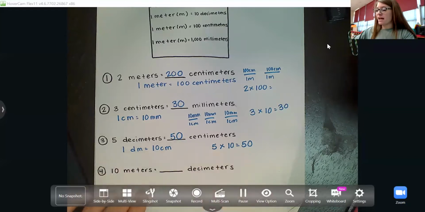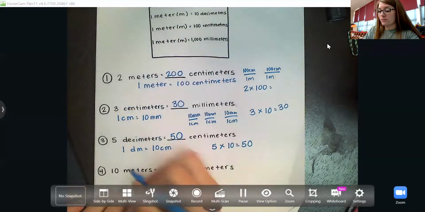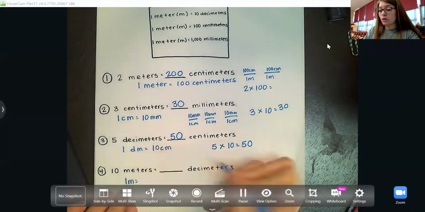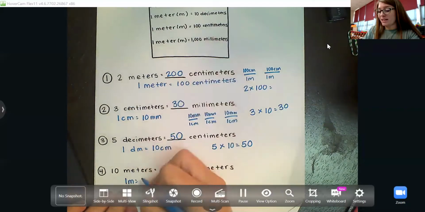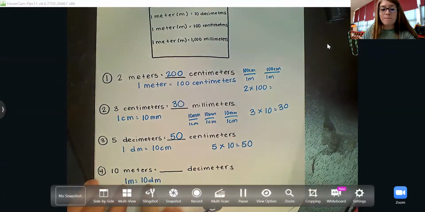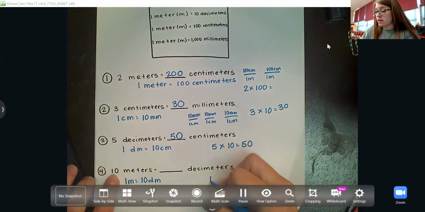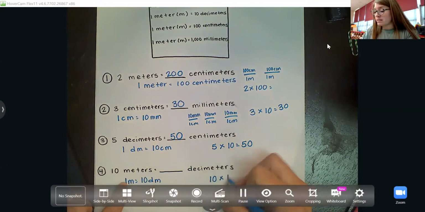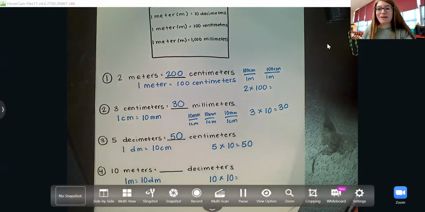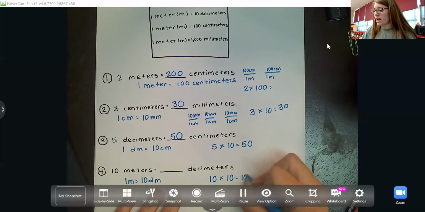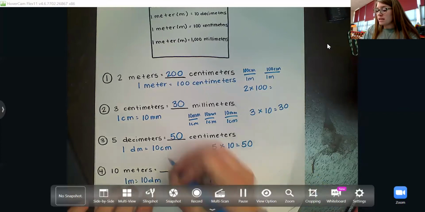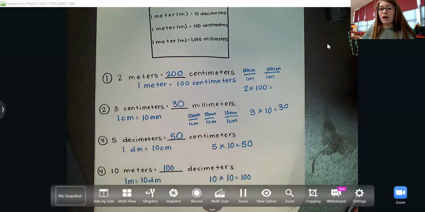Meters to decimeters. I see that 1 meter is equal to 10 decimeters. So for every 1 meter, there's going to be 10 decimeters. So if I've got 10 meters times 10 decimeters in each meter, what is 10 times 10, boys and girls? Very good. 100 is correct. So 10 meters is the same thing as 100 decimeters.